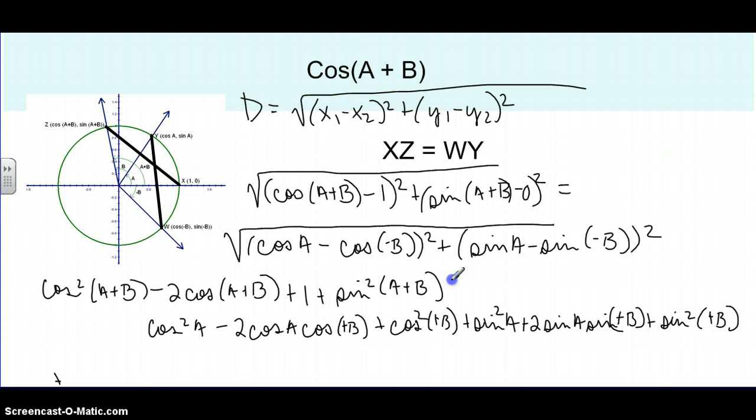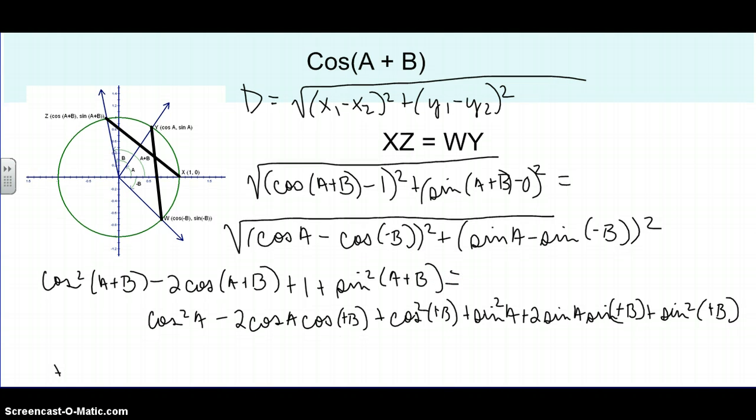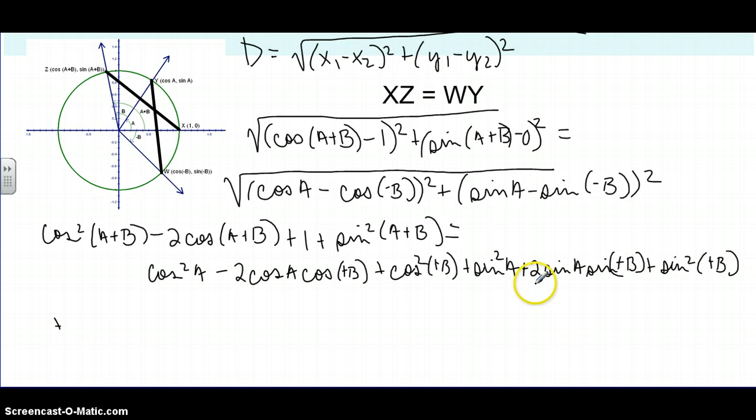Now, again, these are both equal, and I'm noticing I have some Pythagorean identities in here. Cosine squared of a plus b plus sine squared of a plus b is just 1. And I'm going to simplify on the left side. That's going to give me 1 plus 1, or 2. And then I still have the negative 2 cosine of a plus b.